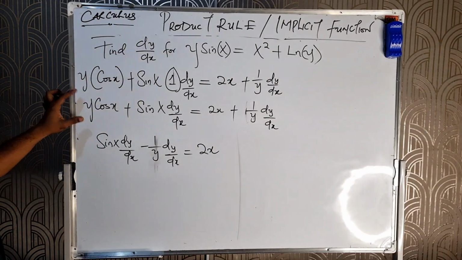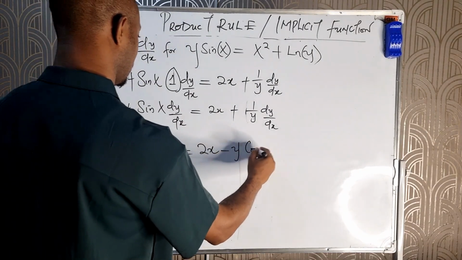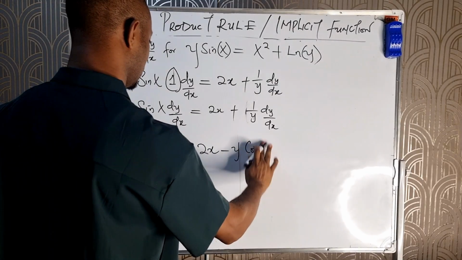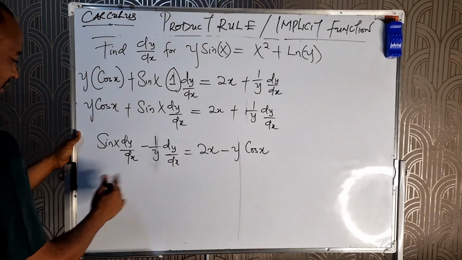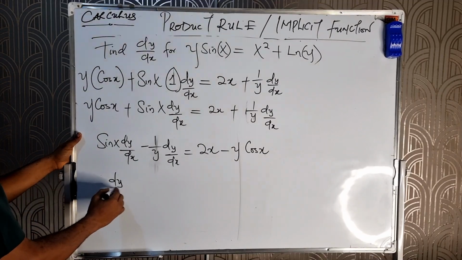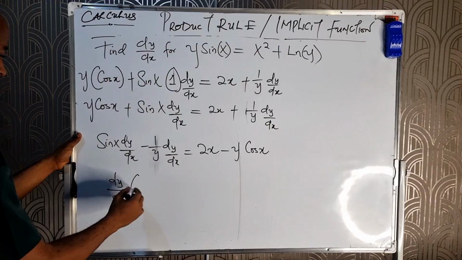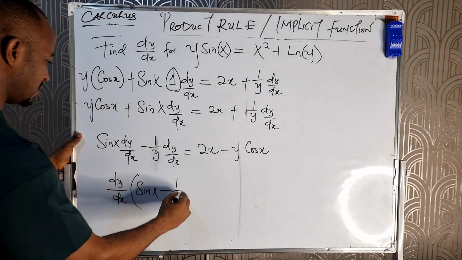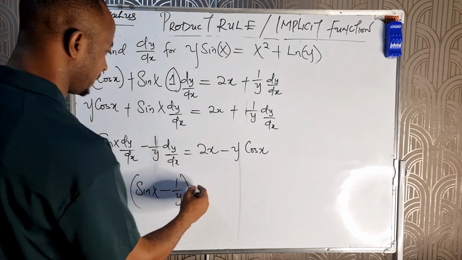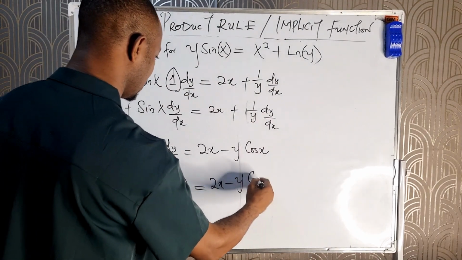But we'll move this to the other side. It becomes minus y cos x. So I will factor out dy/dx because our goal is to find dy/dx. When we factor this out, I'll be left with sin x minus 1 over y equals 2x minus y cos x.